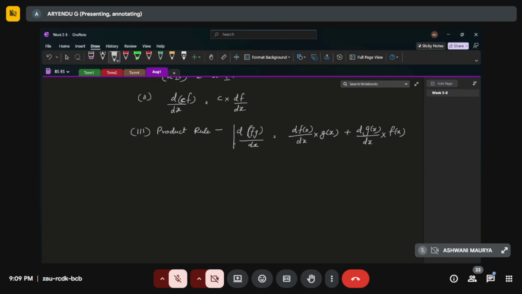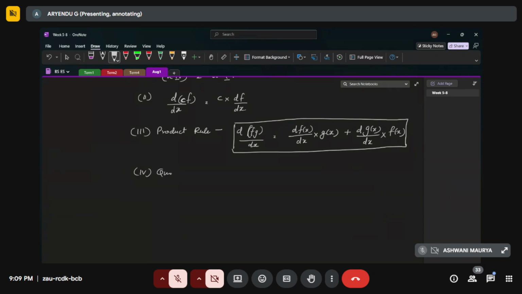So if you want to use the product rule, you have to use this equation. The derivative of f of x into g of x is given by derivative of f of x by dx into g of x plus derivative of g of x into f of x.